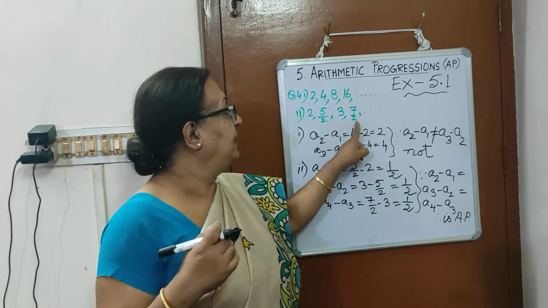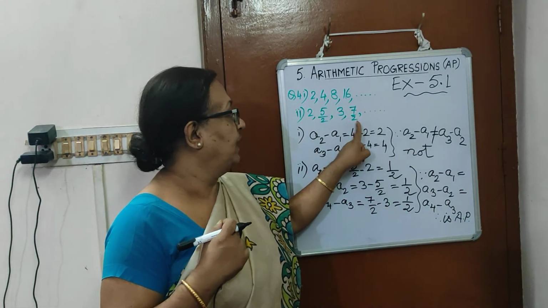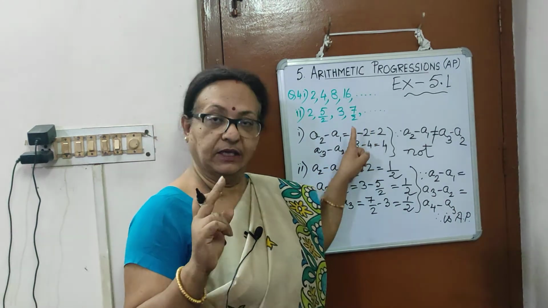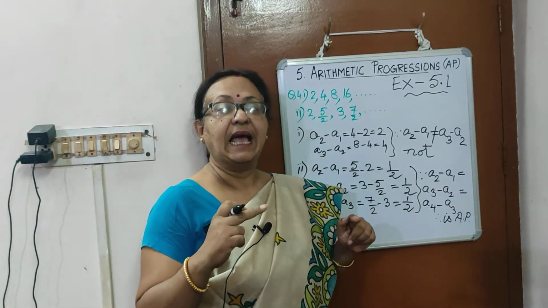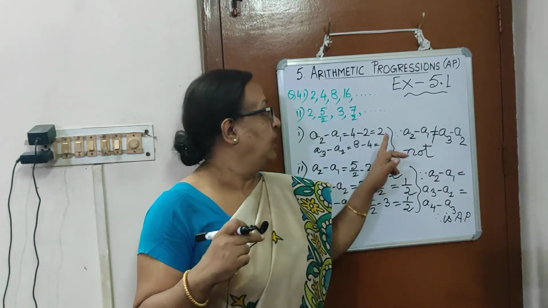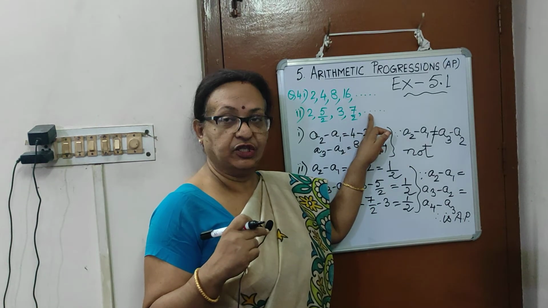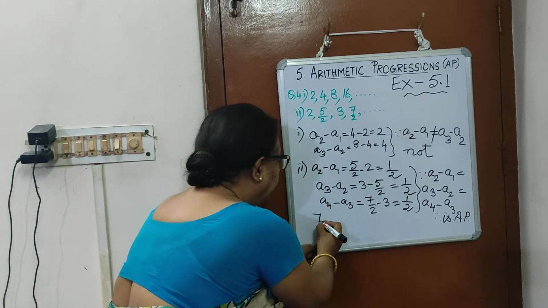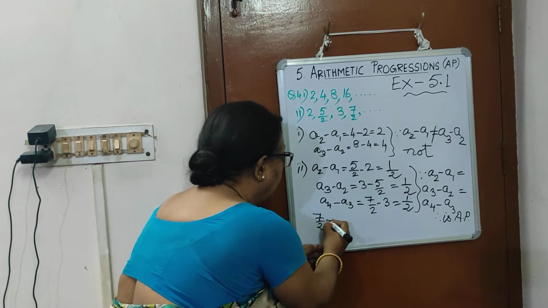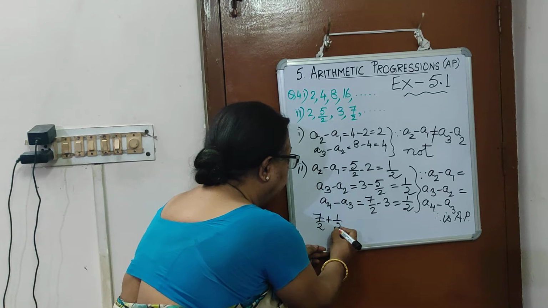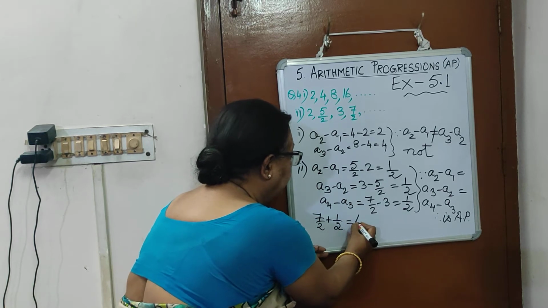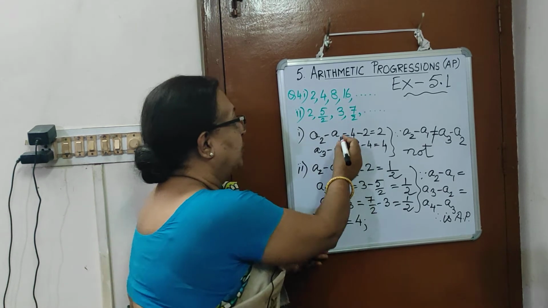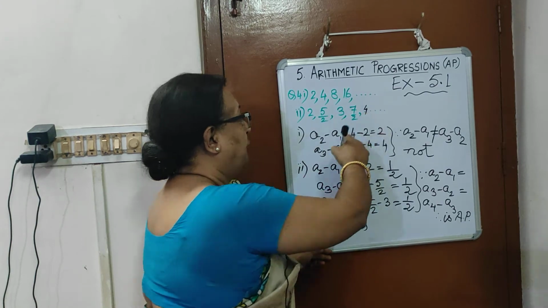So what will the next term be? This is one term. How do we get the next term? This is also known to you. We just add the common difference to this term to get the next term. So what will the next term be? The next term will be 7 by 2 plus 1 by 2, 8 by 2, that is 4. So the next term you get is 4.